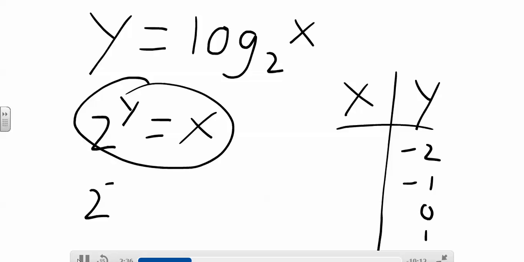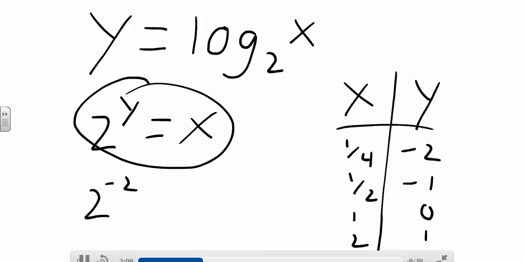So 2 to the -2nd. Remember, a negative exponent reciprocates, so 2 to the 2nd is 4, so 2 to the -2nd is 1/4. 2 to the -1st is a half. 2 to the 0, anything to the 0 is 1. 2 to the 1st is itself. 2 to the 2nd is 4. So now I have my points: 1/4, -2; 1/2, -1; 1, 0; 2, 1; and 4, 2.